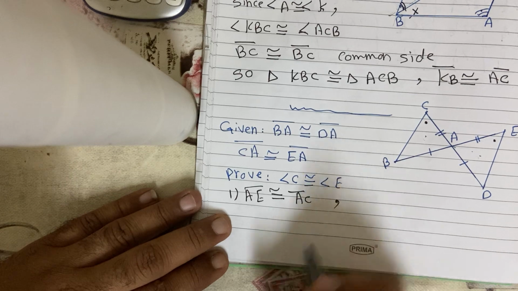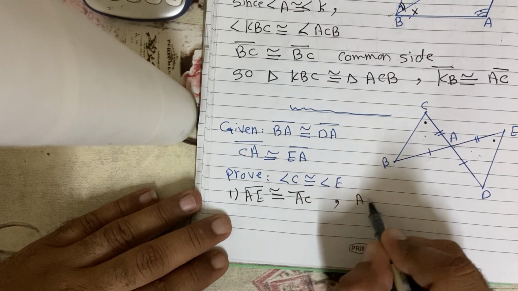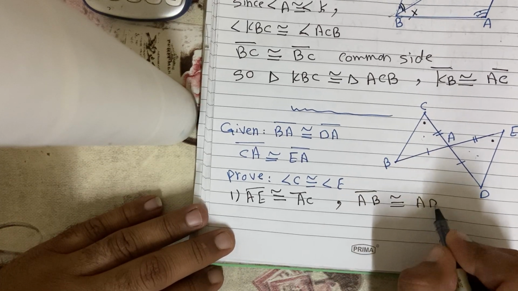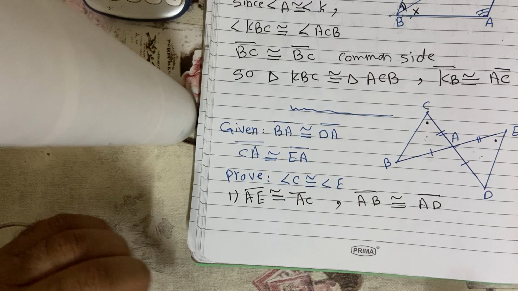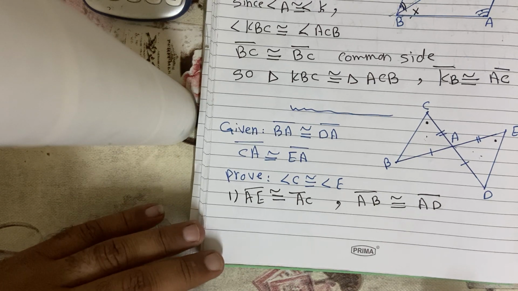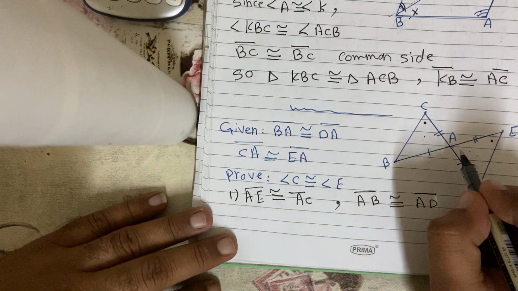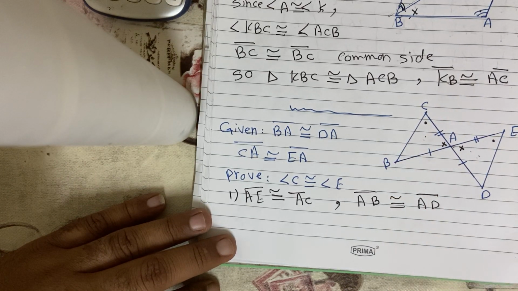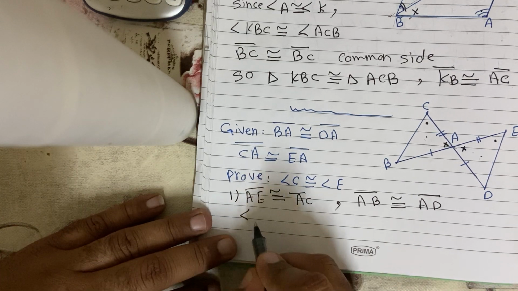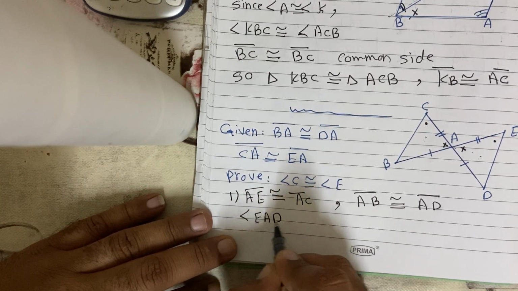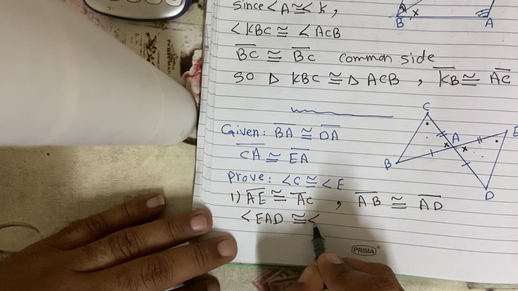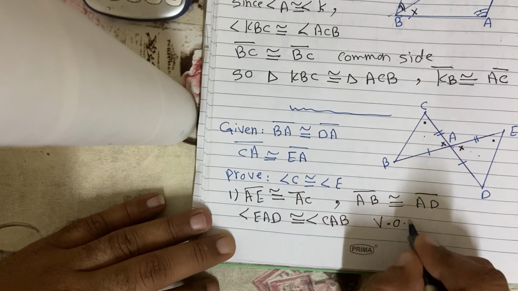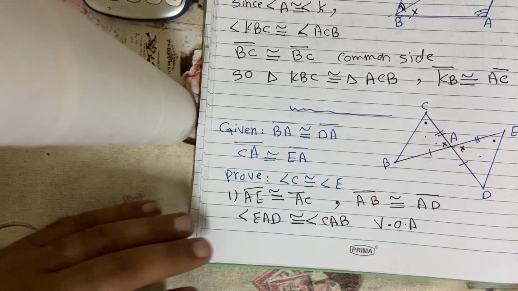The second condition is AB is congruent to AD, no problem. What about the third condition? Who can tell me? Yes, the third condition is this angle equals this angle by vertically opposite angles. So angle EAD is congruent to angle CAB. Why? Vertically opposite angles.